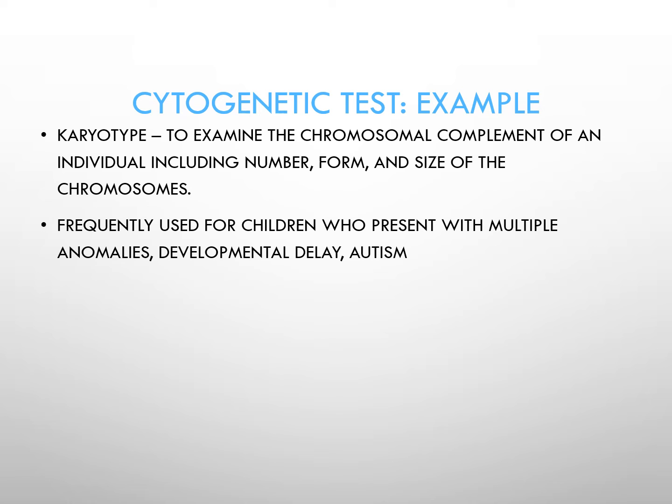The second type of test is the cytogenetic test. Here we will use the karyotype to examine the chromosomal complement of an individual, including the number, form, and size of the chromosomes. This is frequently used for children who present with multiple anomalies, developmental delay or autism.